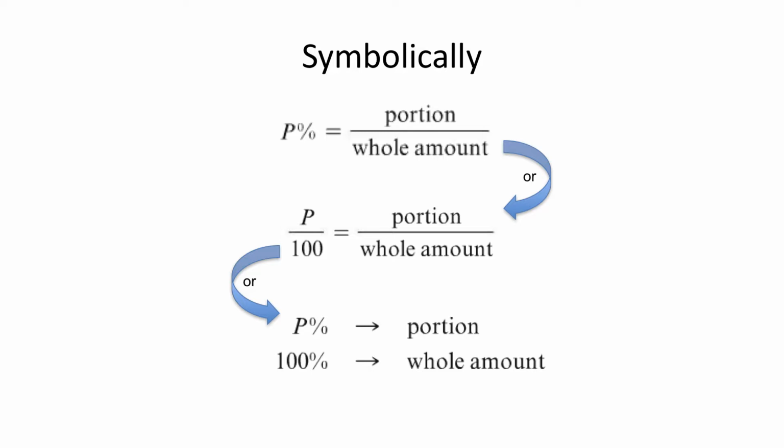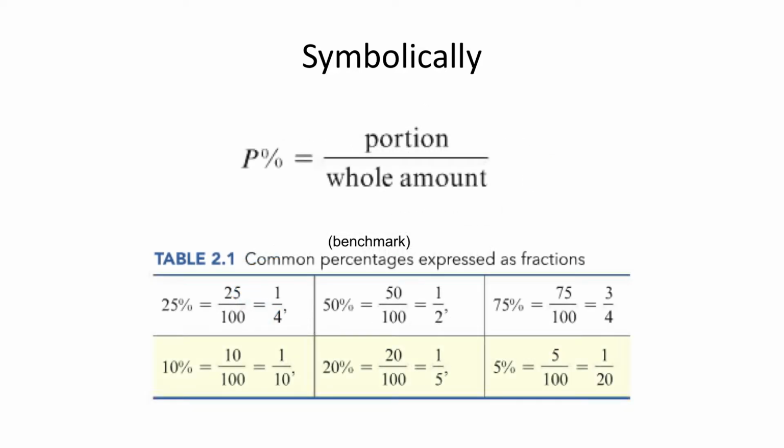We will pick up with the first one. P% equals portion divided by whole amount. So we see this here, and then on table 2.1 in her chapter section, she actually deals with benchmark percentages expressed as fractions. So she says that 25% equals 25 out of 100, that's the portion, 25 out of 100 is the whole amount, equals 1/4. And then another benchmark percent is 50%. That's 50 out of 100, or 1/2 as a fraction. Then 75% equals 75 out of 100, which is 3/4.